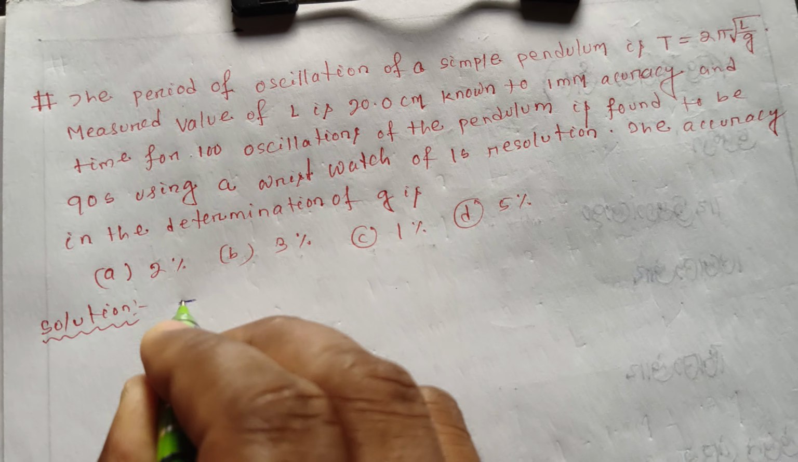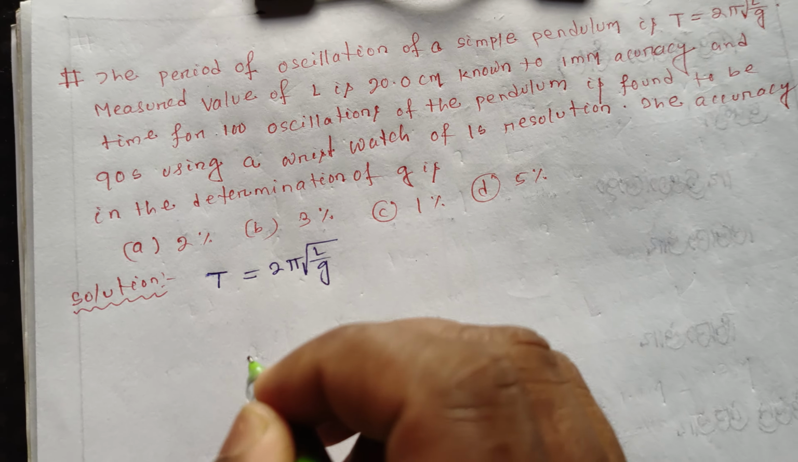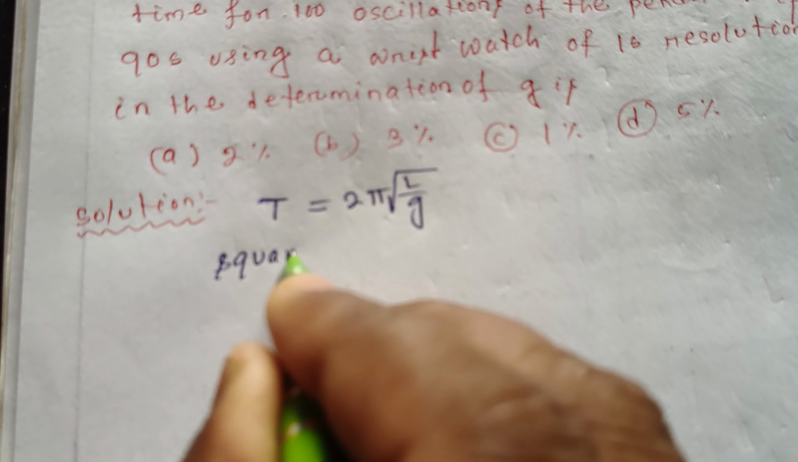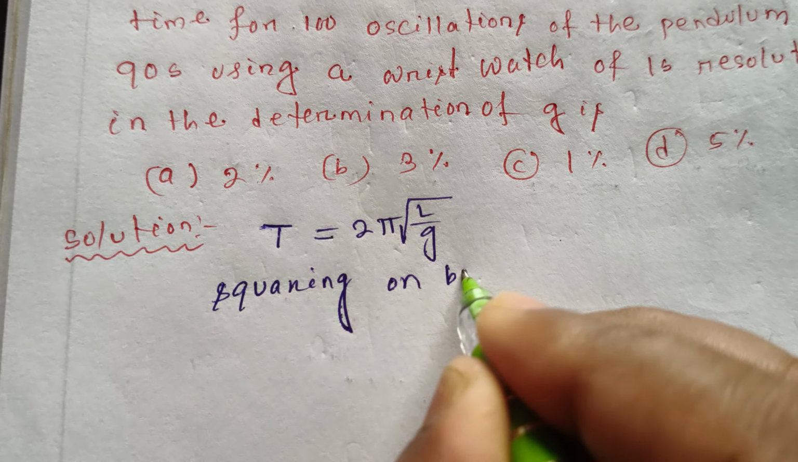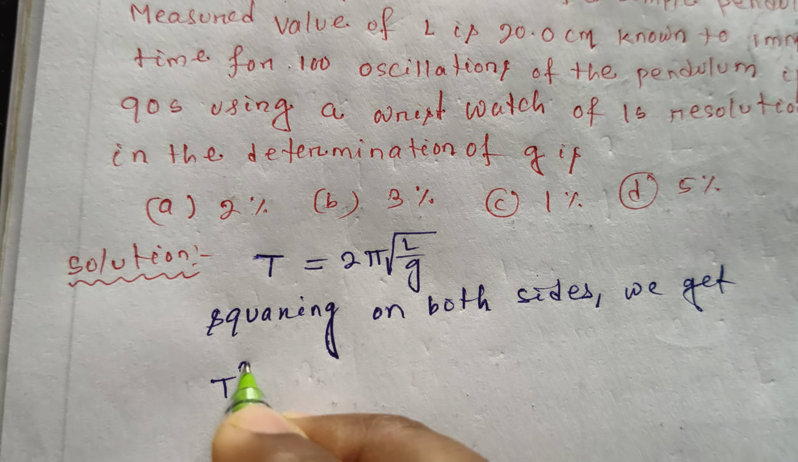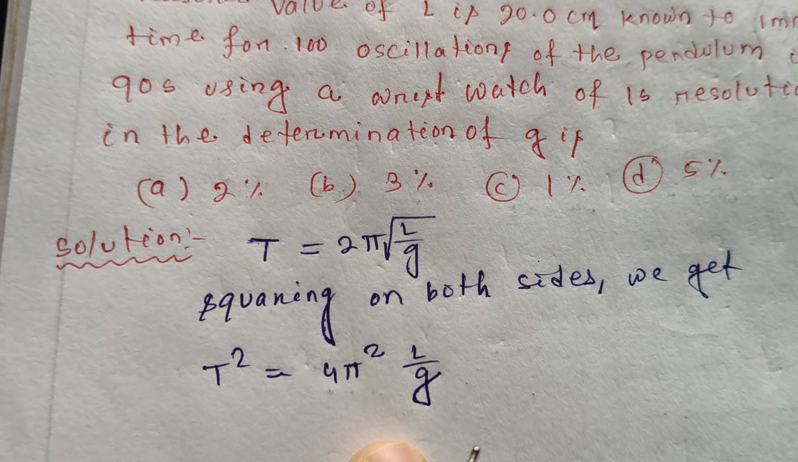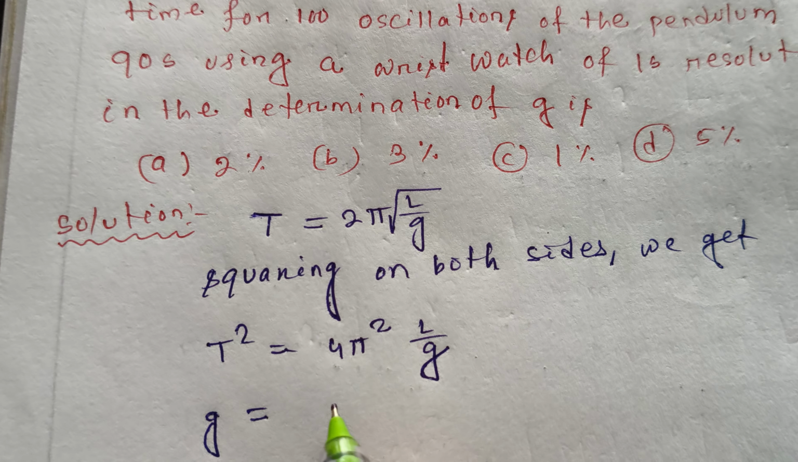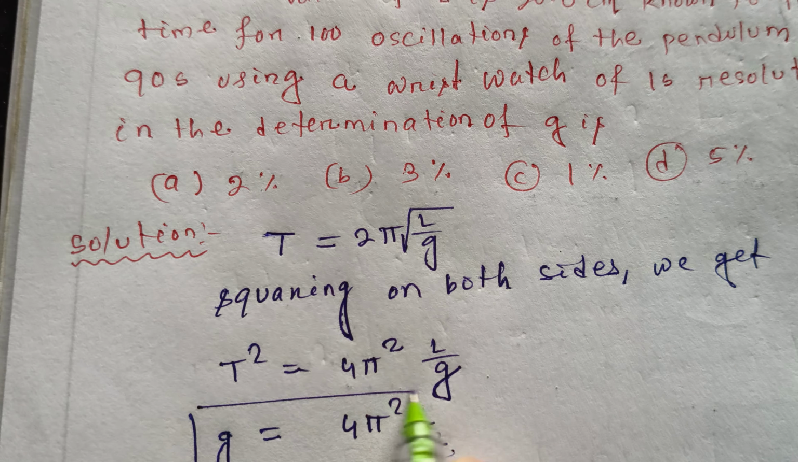So given is T is equal to 2π root over L by g. Now squaring on both sides, what shall we get? That is T square is equal to 4π square L by g. We have to calculate the value of g. So g is equal to 4π square L by T square. This is the value of g.